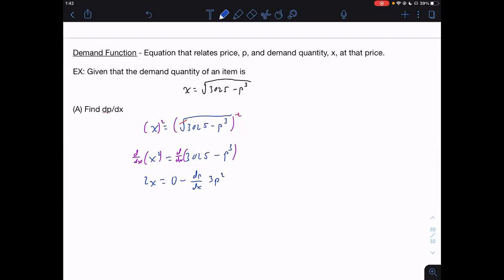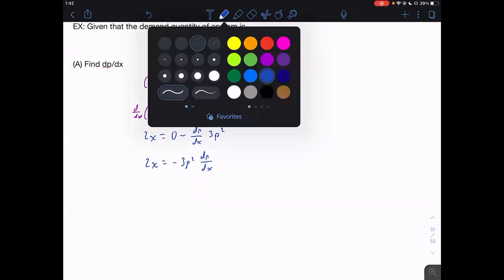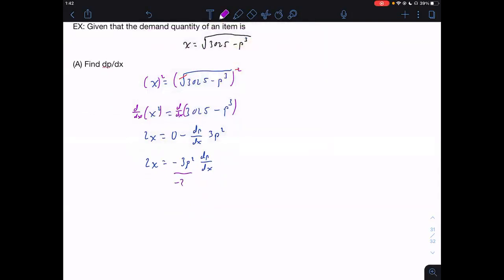All right. So here, simplifying this a bit more, we have 2x equals negative 3p squared, I mean, move that to the front, times dp over dx. And what are we trying to solve for? What are we trying to find? dp over dx. So now we need to get this by itself. We need to isolate that differential. And let's do that by dividing both sides by negative 3p squared. So negative 3p squared here, so this cancels out here.